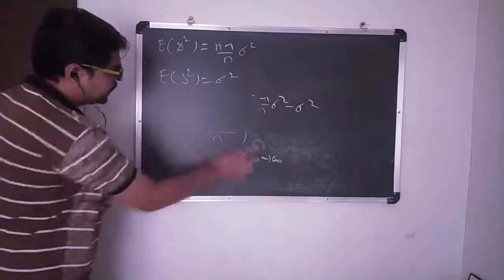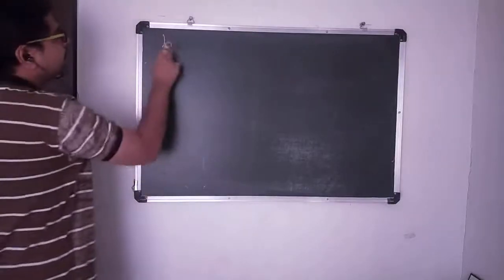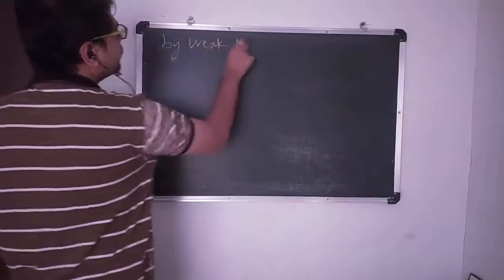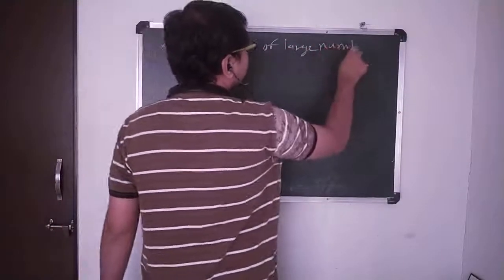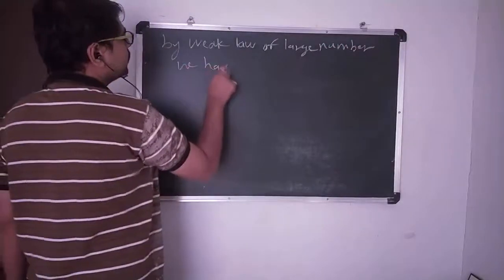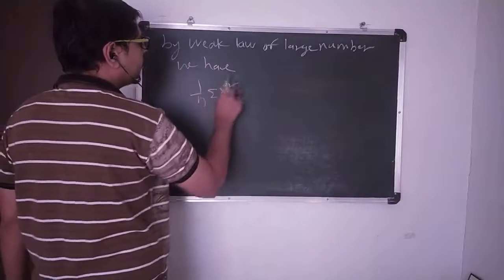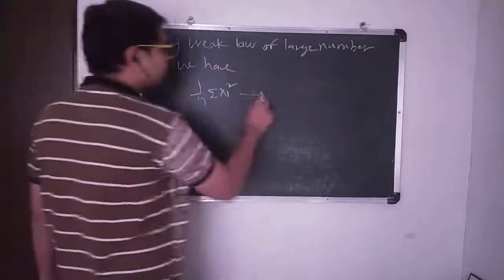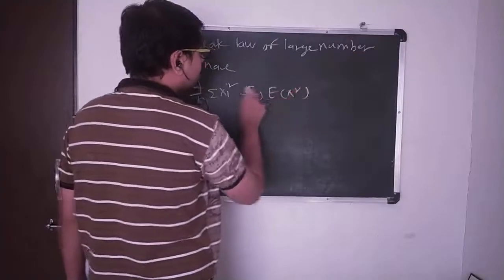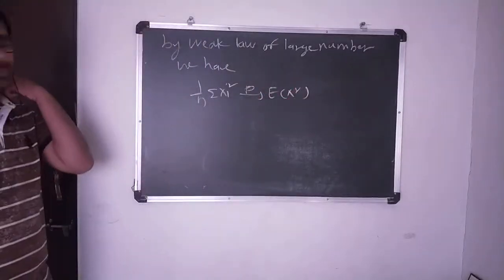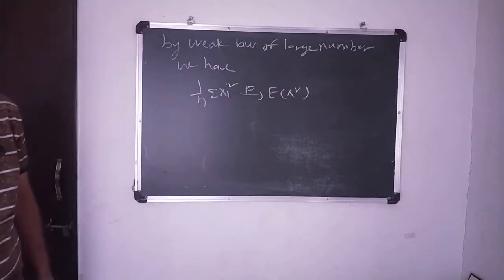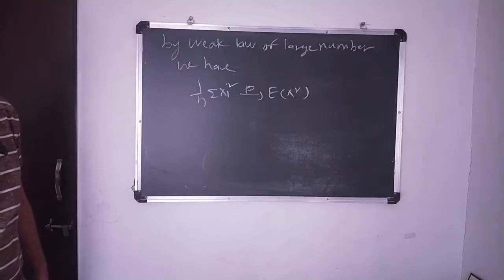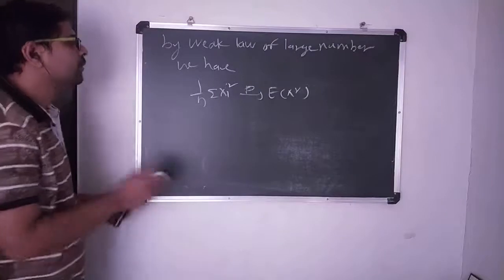Now we will use one result by weak law of large number. We have 1 upon n summation xi raised to r is a consistent estimator of expected value of x raised to r. By weak law of large number, we have this result: 1 upon n summation xi raised to r is a consistent estimator of expected value of x raised to r. So we will use this theorem.